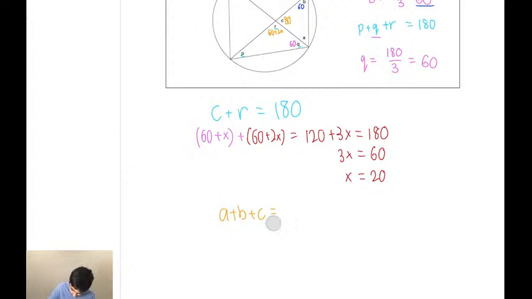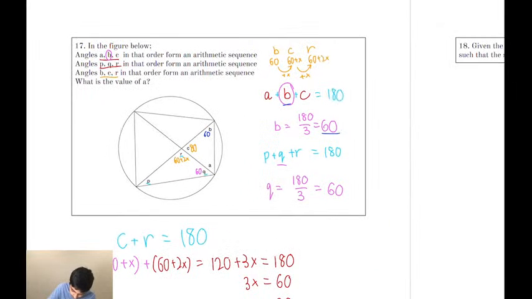We don't even have to write it out, yeah. So you see A plus B plus C is 180, meaning that this value will be 40. A will be 40, so 40. Because 60 plus 80 plus 40 is 180. And that was a very nice solution there.